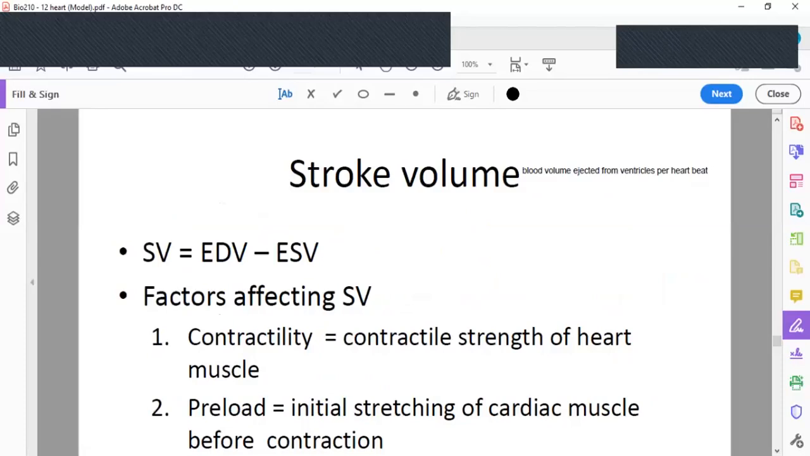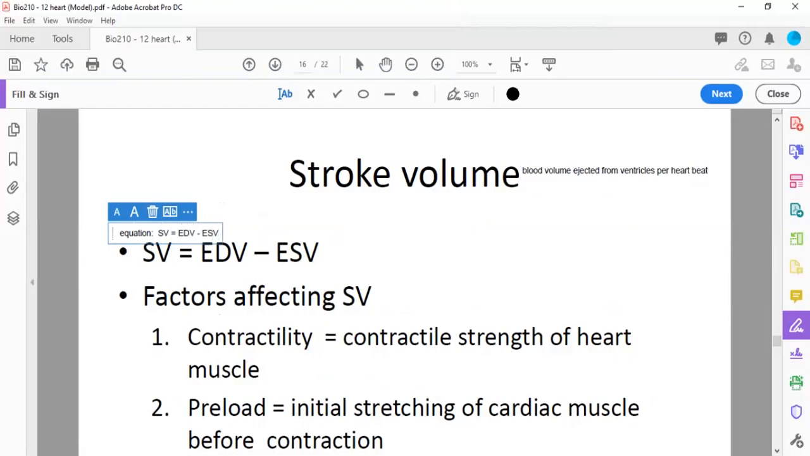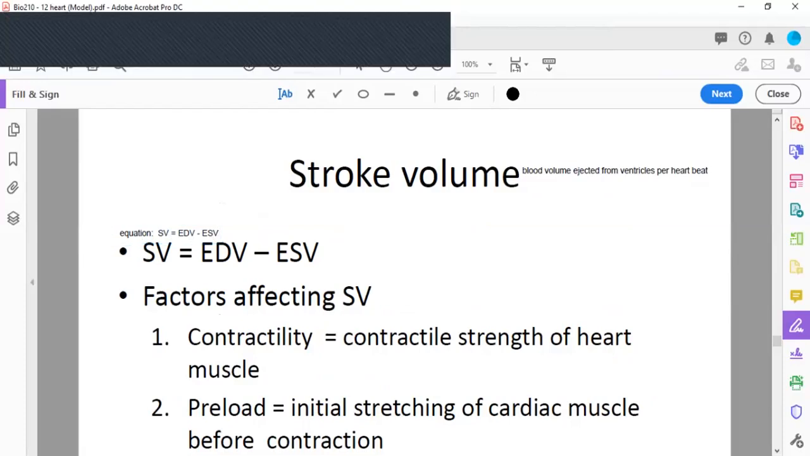And the equation for the stroke volume is: stroke volume equals EDV minus ESV. So what exactly is EDV and what does ESV represent?